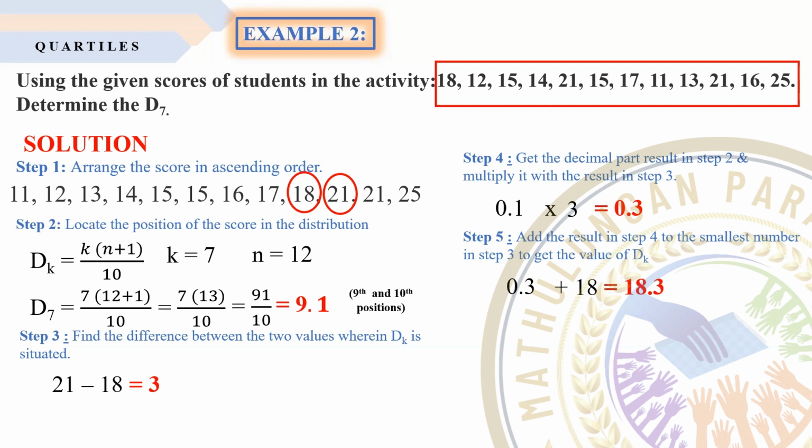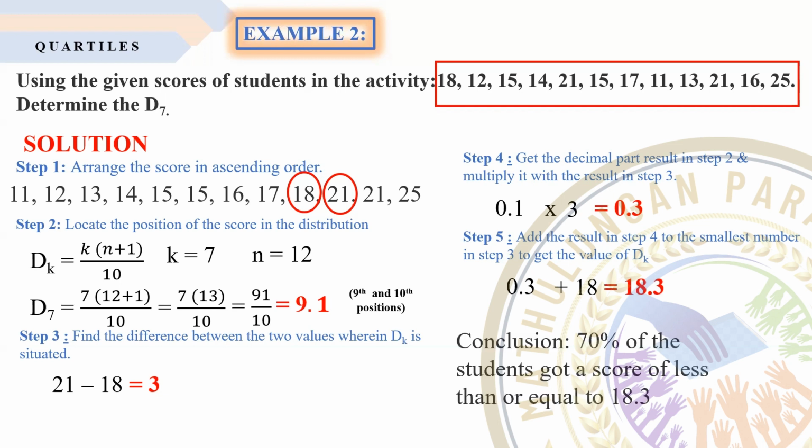And kapag in-interpret natin yung 18.3 na yan, ibig sabihin, 70% of the students got a score of less than or equal to 18.3.